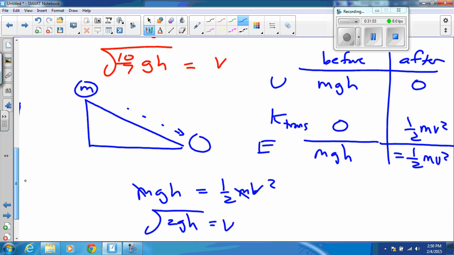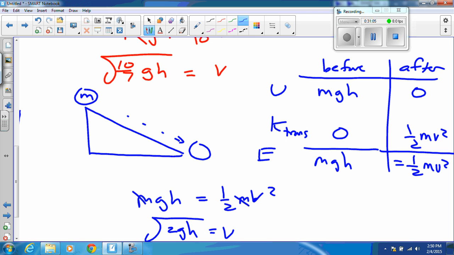How does this compare to the speed that we had for our rolling object? Which one's larger? The bottom one is larger, that's right. 10/7 is about what decimal? It's 1.4 something, right? So 1.43 is actually correct. So 1.4 compared to the factor of 2 there.